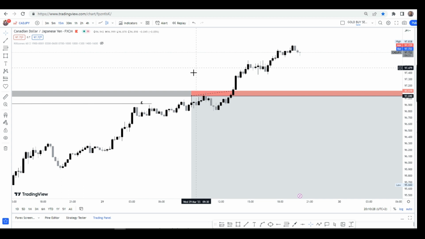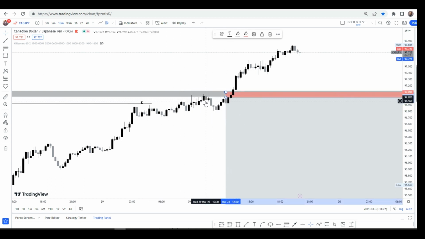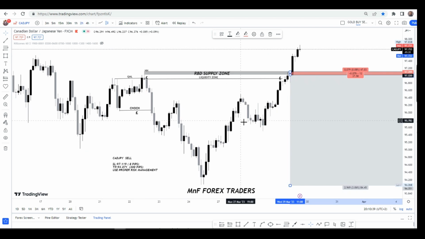We saw the market coming to this level right here, giving us beautiful rejection. You see the market actually going down to the downside a little bit, and guess what happened? The market went against us.